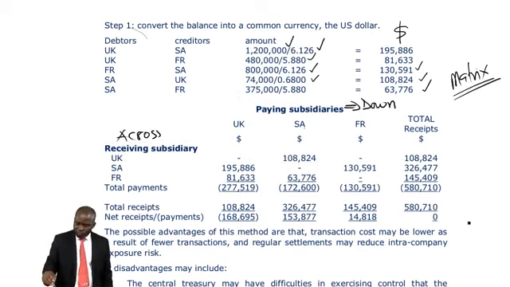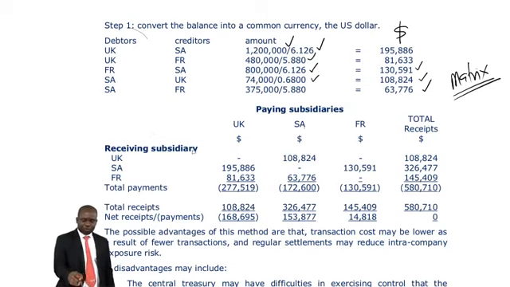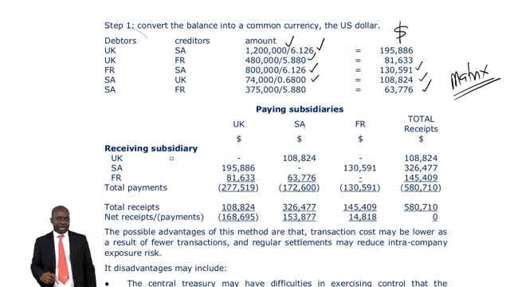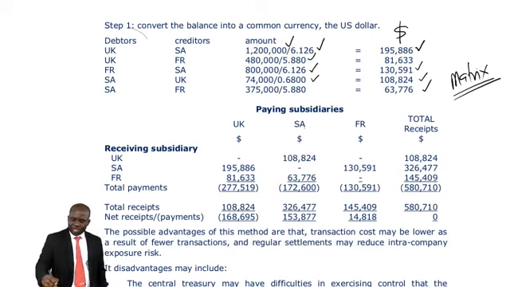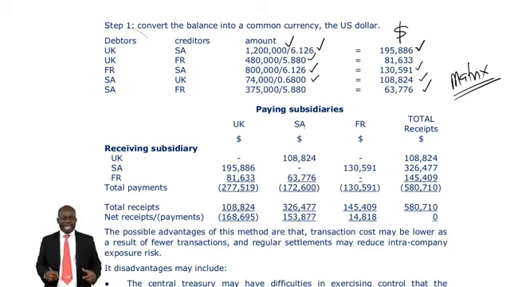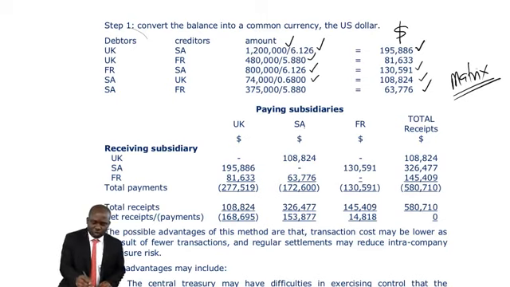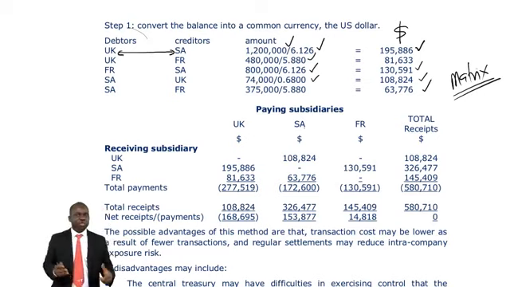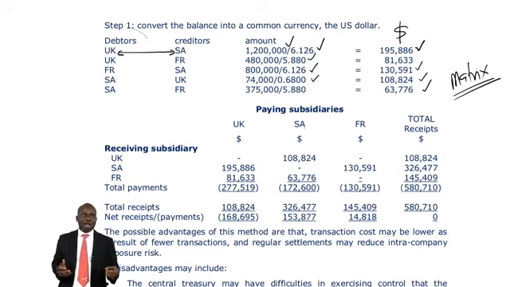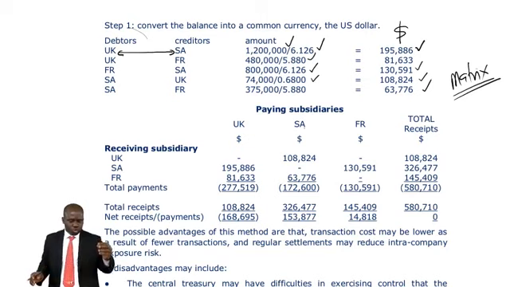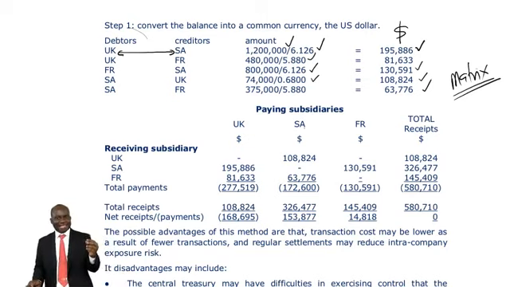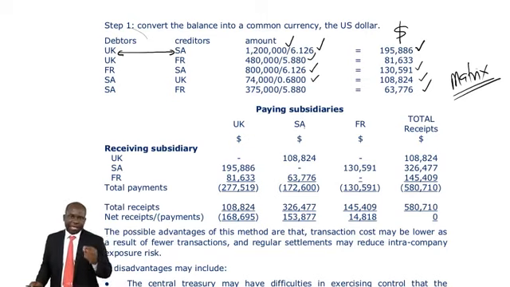So let's move on. I have got my paying subsidiary. I've also got my receiving subsidiary. The first one, the amount involved, is 195,886. It's between UK and South Africa. So we have to establish which one is paying and which one is receiving. According to the question, UK is a debtor and South Africa is a creditor.